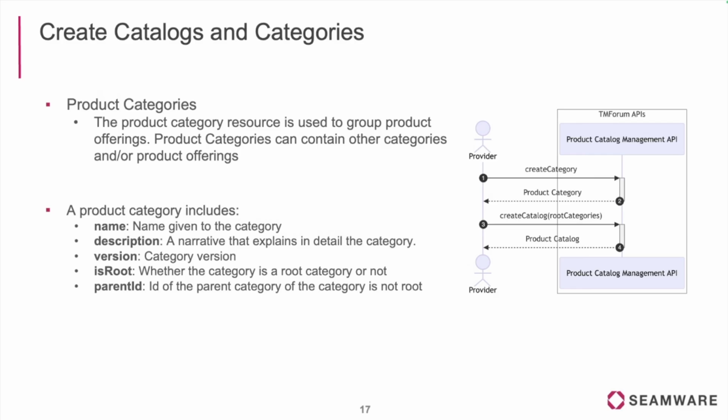The product categories are directly linked to the different product offerings. And as part of a product category, you typically define the name of the category, a description that specifies what this category means, then whether this category is a root or not, and if it is not a root, which category is the parent of the current category. So you can actually build the real category tree.